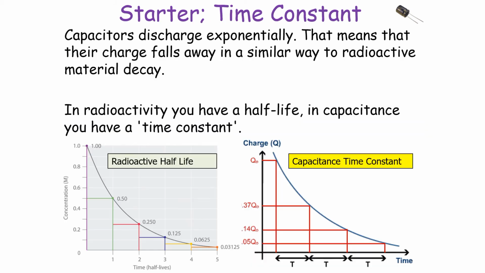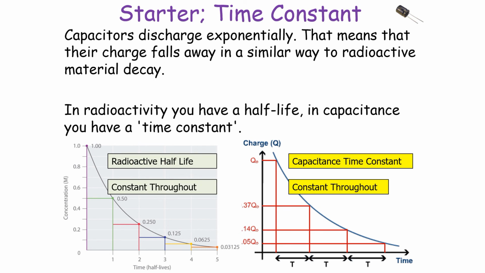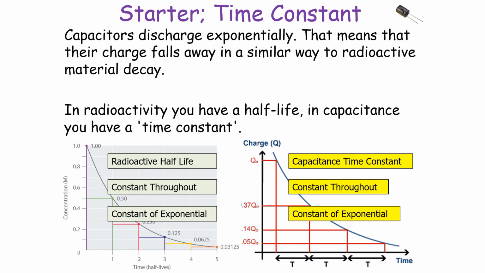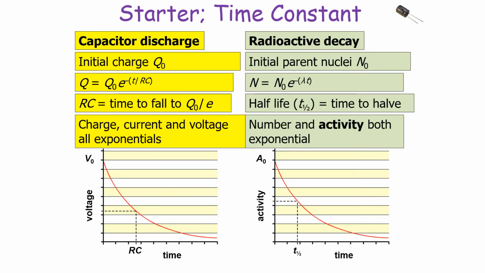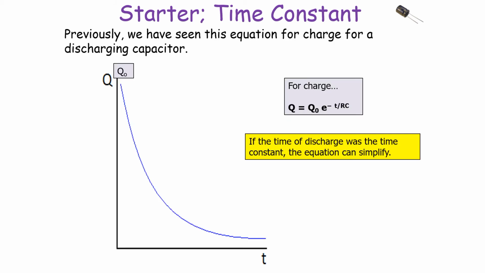Now capacitors charge and discharge exponentially, so this means their charge falls away and gains in a similar way to radioactive decay. Now in radioactivity you have half-life, in capacitance you have time constant. So the capacitance time constant is constant throughout. It's a constant of an exponential, but it's the time taken to fall by 63%. So our capacitor discharge is very similar to our radioactive decay.